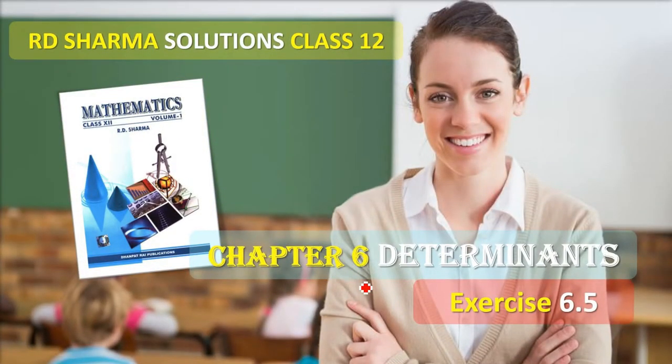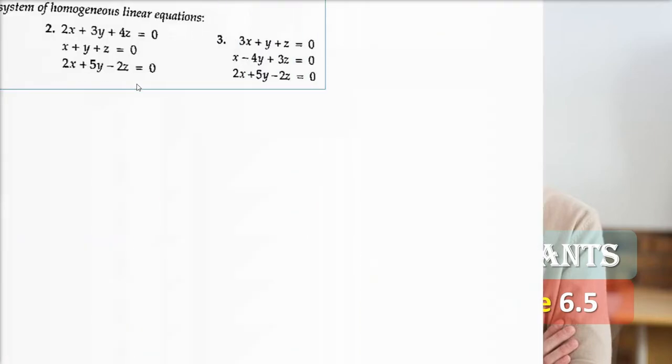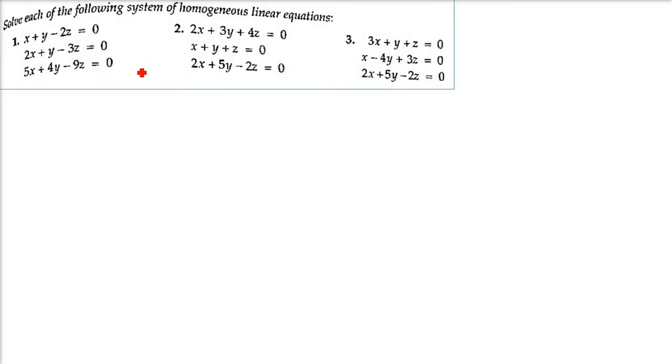This is R.D. Sharma solution class 12 chapter 6 determinants exercise 6.5. Solve each of the following system of homogeneous linear equations. So what are these homogeneous linear equations? You see x, y, z is on the left hand side, but the right hand side, all of it is 0. x plus y minus 2z equals 0. There is no constant here.